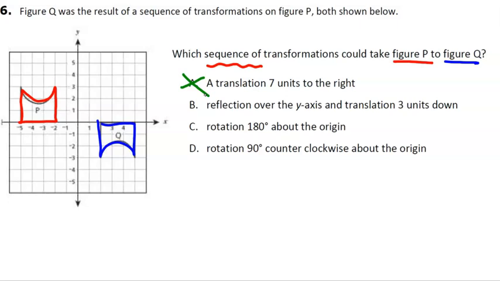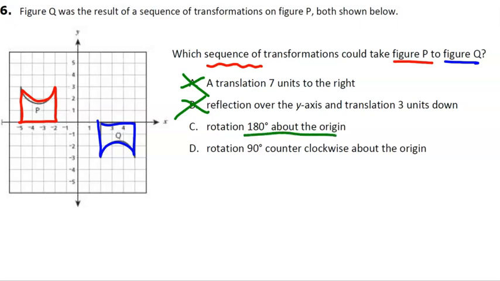If we reflect across the y-axis, then instead of being 2 units to the left, we will be 2 units to the right. So our shape will look like this. If we reflect over the y-axis, we will be in that green position. And now if I shift it 3 units down, it's going to be pointing the wrong way. So that means that option B cannot be correct.